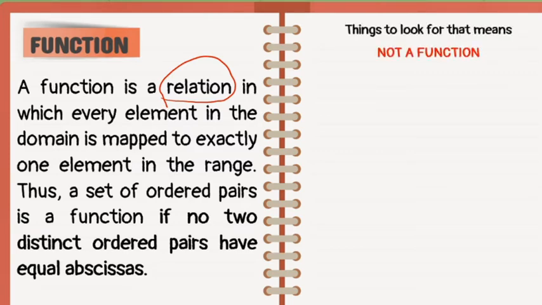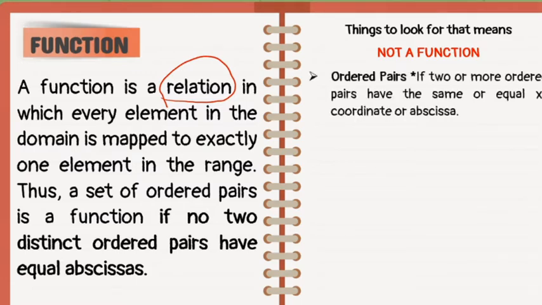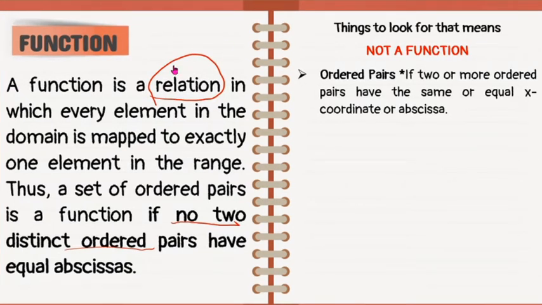So, paano natin malalaman kung yung given natin ay function or not function? So, ito yung mga tatandaan mo para masabi mo na not function, ha? Not function. Again, not function. Okay. So, ordered pairs. If two or more ordered pairs have the same or equal x coordinate or abscissa. So, yun yung sabi ko kanina, no two distinct ordered pairs. Ibig sabihin, walang magkamukha. Kaya dito, kapag ka may magkamukha, same or equal yung x coordinate or abscissa, not function.